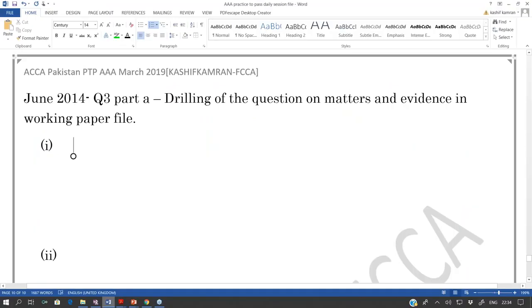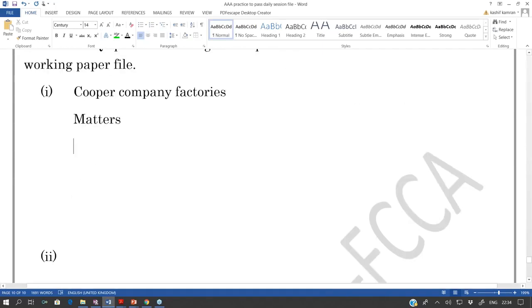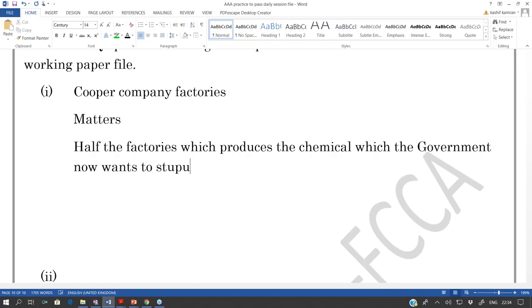If I take you back to the Word file, I'll put the heading Cooper Company Factories. Under the Cooper Company Factories, I'll put my first heading, which is Matters. And under the matter, I'll start writing. See how I write the answer. Half the factories which produces the chemical which the government now wants to stipulate. Stipulate means stop.